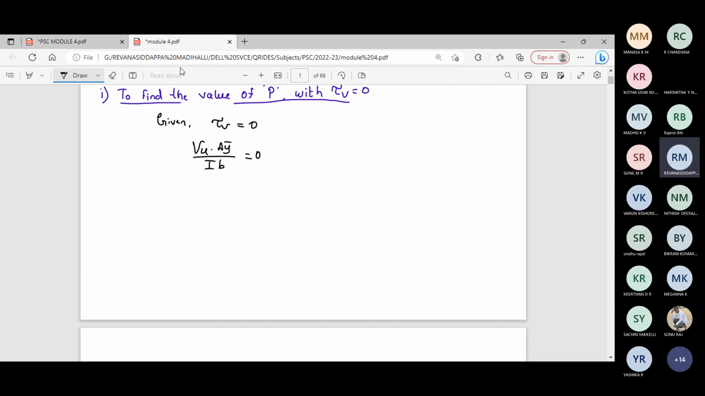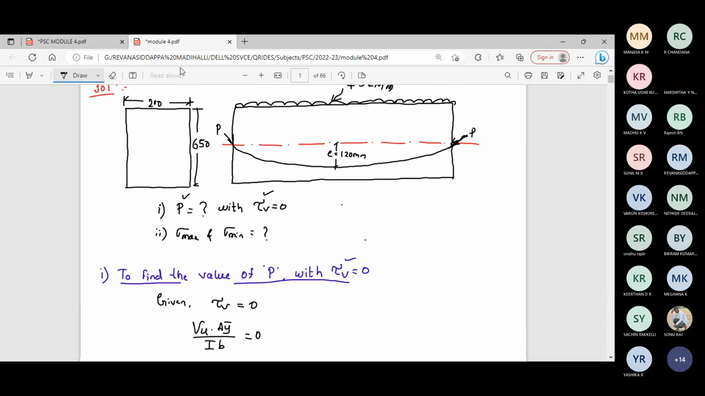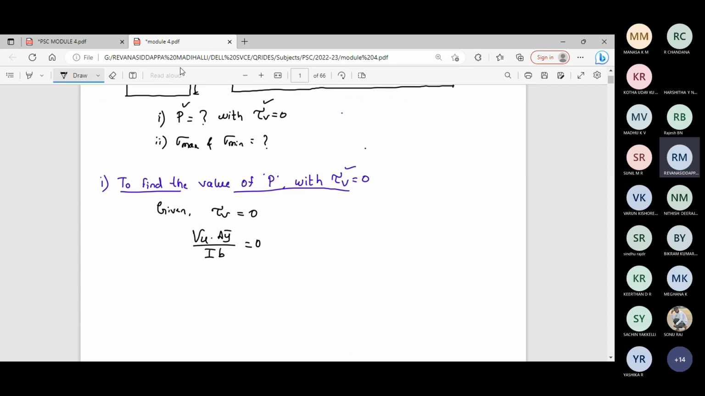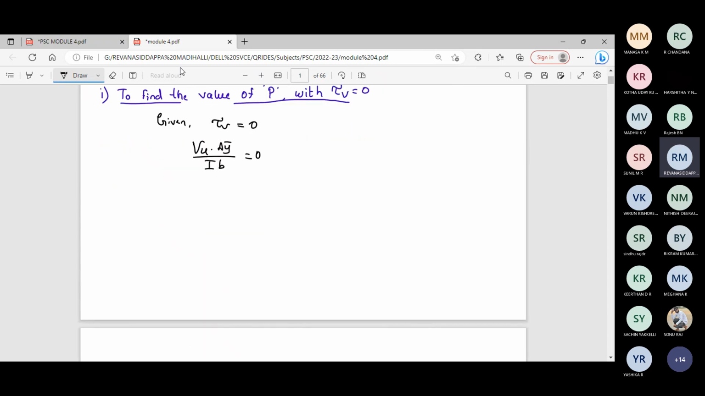To find the shear force at the support, the live load on the beam is given. The dead load, that is the self weight, is not given. You need to find the self weight of the beam. Dead load plus live load will give the total load acting on the beam. By knowing the total load, you can find the shear force.